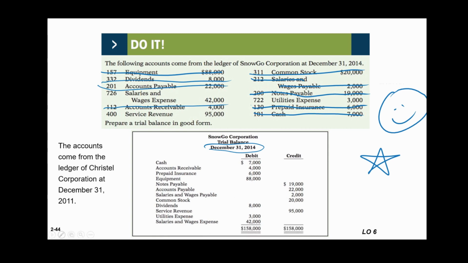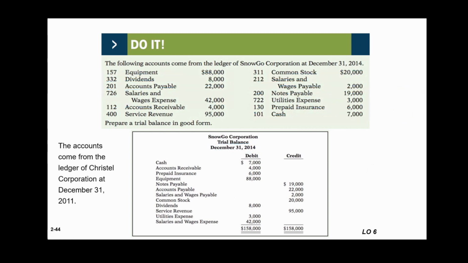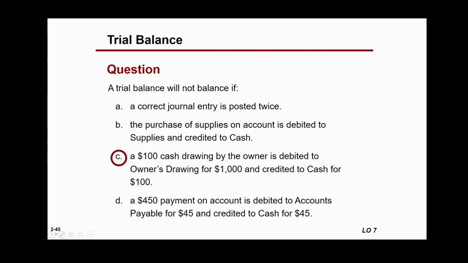At the end, once you're done entering all these, you have to include the total of the two columns. In this case, we have 158,000 on both sides. That means that we did, hopefully, a good job. At least we're not sure that we made a mistake. So if you had 157 on one side and 158 on the other, that means 100% sure that you made a mistake. Okay? Any questions? Okay, so let's do that one by one.